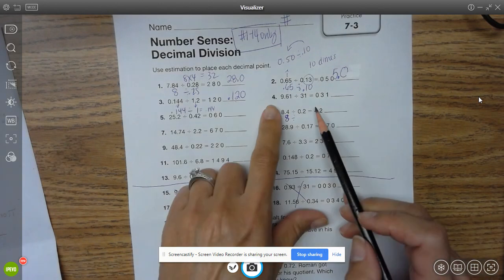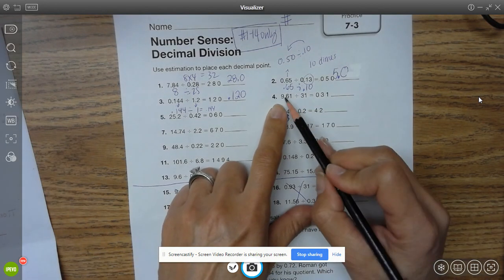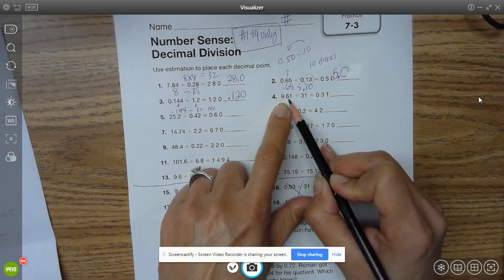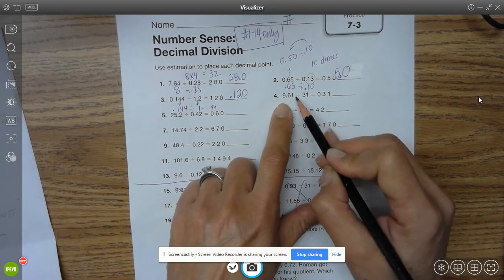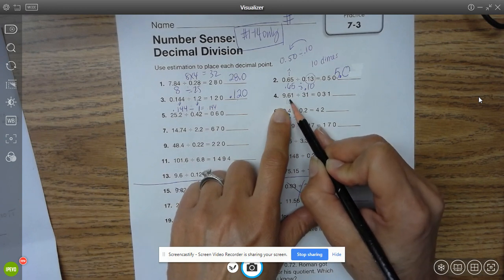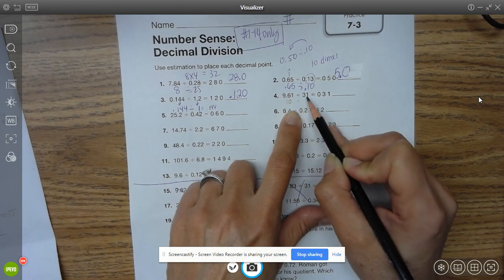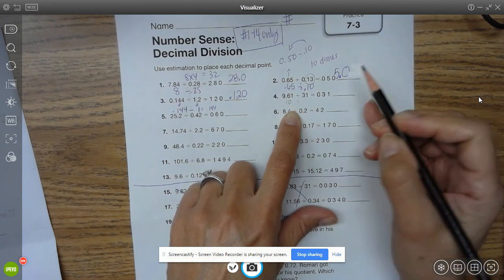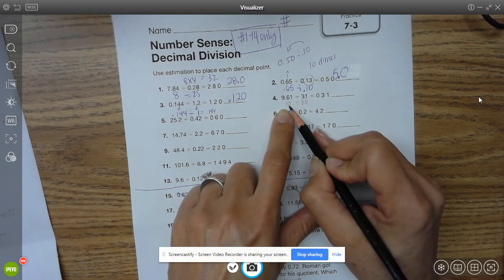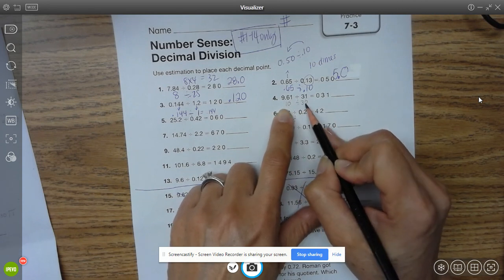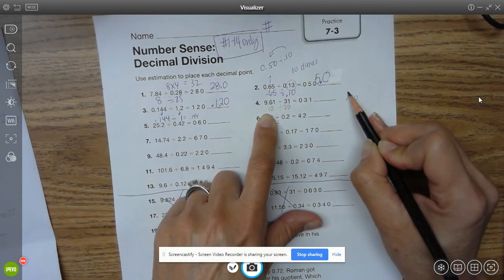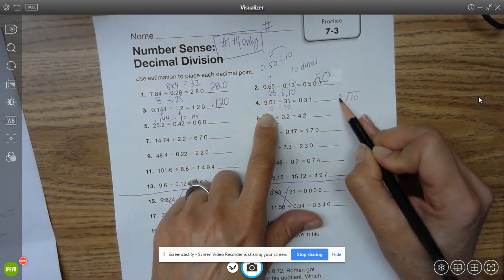Okay, so if we're going to look at number 4, I have a whole number. I have 9 and 61 hundredths. Okay, so I know I can round that number. And this is already a whole number. So if I were to round 9 and 61 hundredths, I could round that to a whole number 10. Now dividing it by 31, or even if I rounded it to 30, I have to think to myself, this is a smaller number and this is a larger number. So what does this look like? 10 divided by 31 or 30.